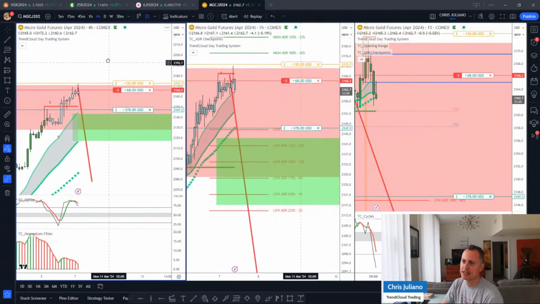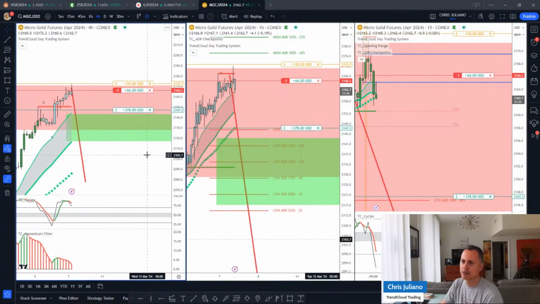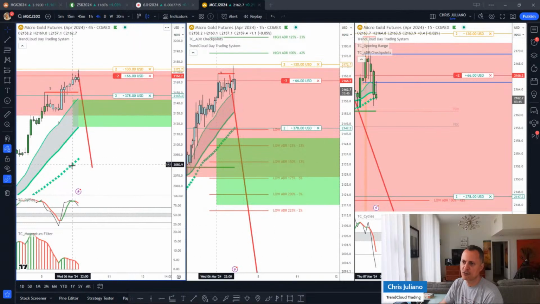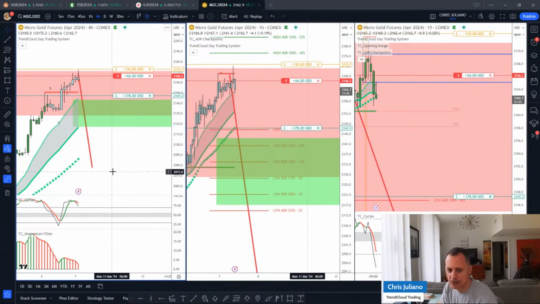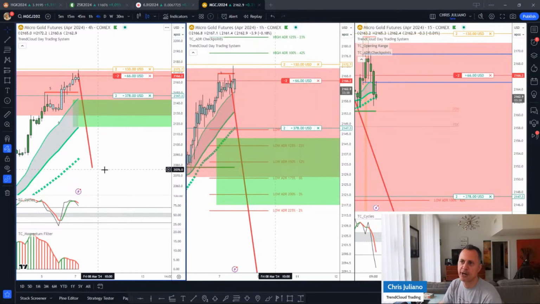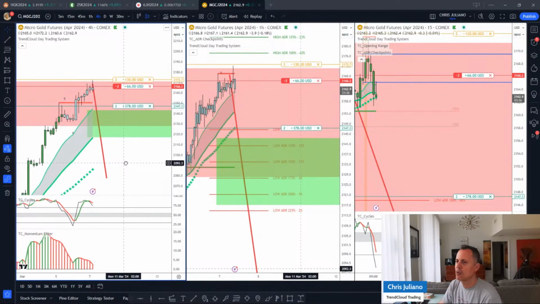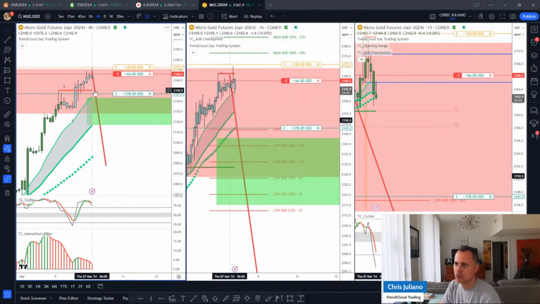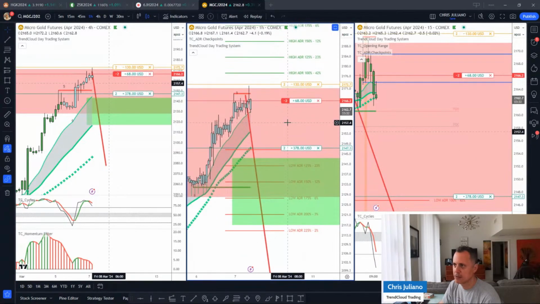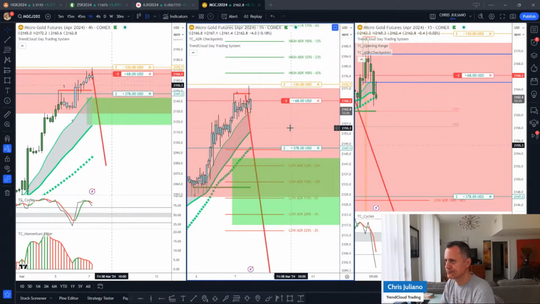But the big banks, what they really want, right? They really want to drive gold down and buy it down here. This is where they want to be a buyer. So again, a visual representation of price through color. And that's what we're seeing here.